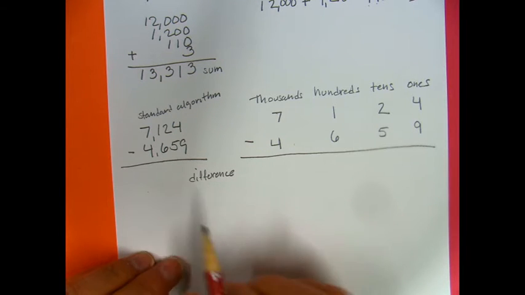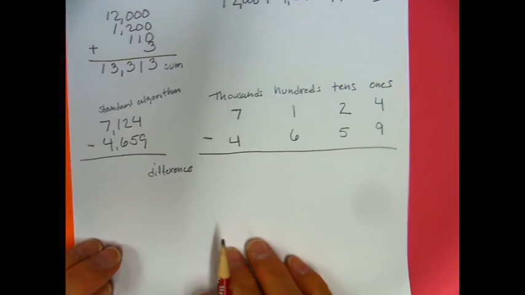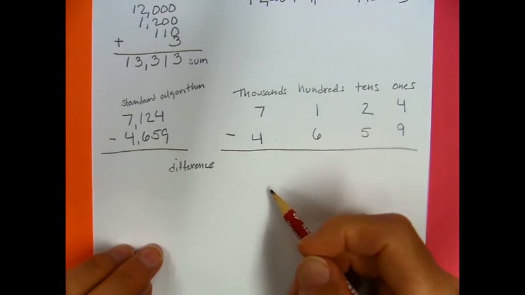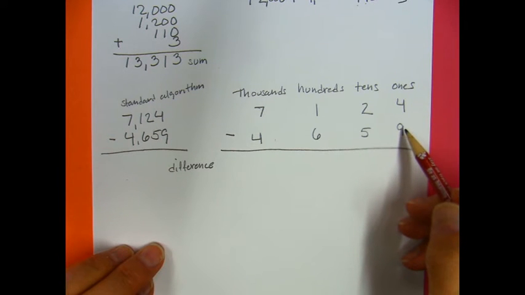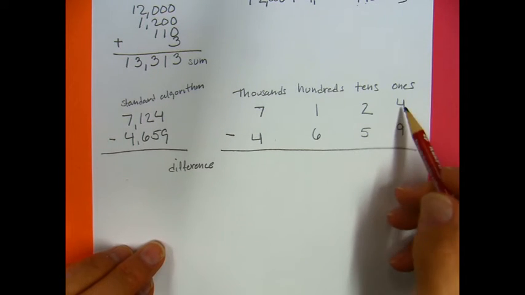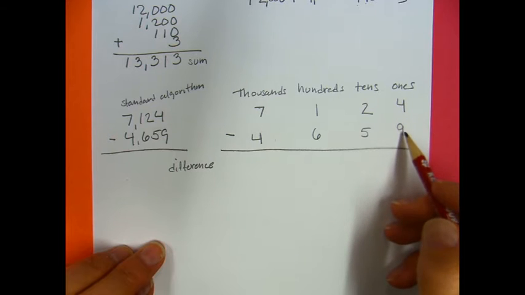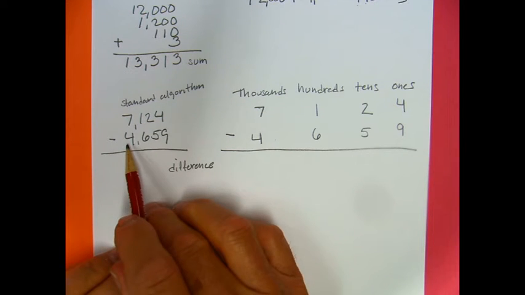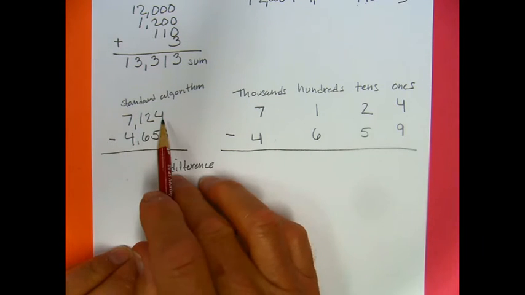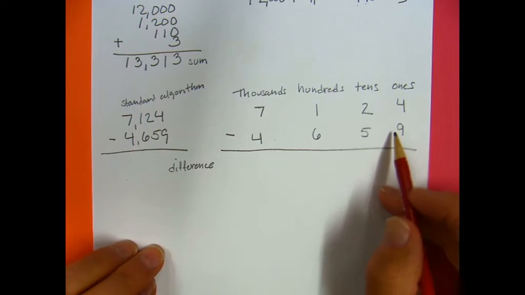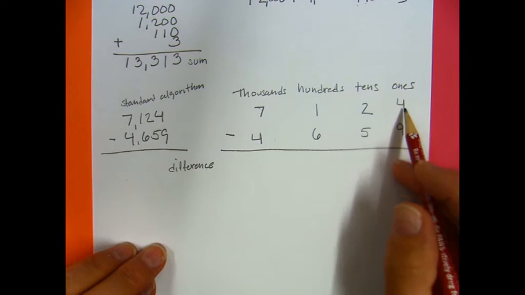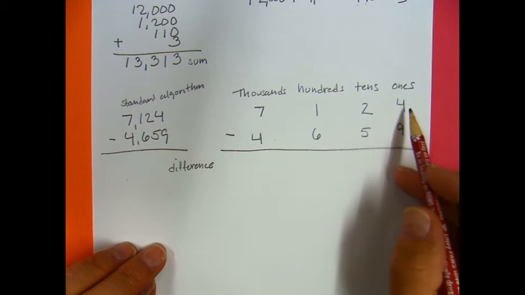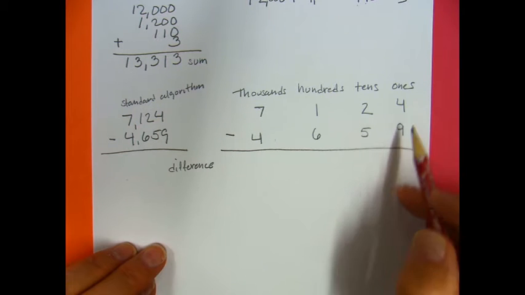So we have a problem here in our ones right off the bat. The problem is 4 is smaller than 9. Even though 4,000 is the smallest number over here, this ones digit is smaller than the 9. We already learned in previous grades that we can't take 9 away from 4 because there's not enough to be taken away. You're going to run out at some point.